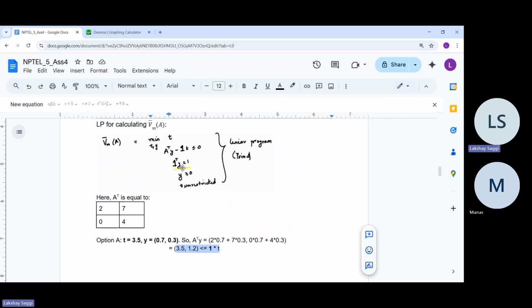The second constraint just says that the summation of the y values should be equal to 1. So all the entries of the y vector should sum up to 1. And all entries should be non-negative. So these two constraints just state that all the y entries should be non-negative and should sum up to 1. And here you can see that both the entries are non-negative and both are summing up to 1, because 0.7 plus 0.3 is equal to 1. So these constraints are also satisfied.